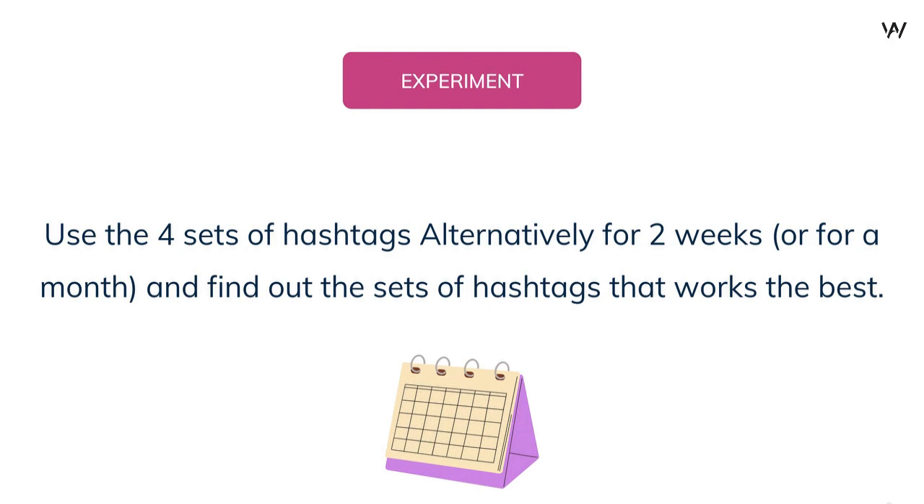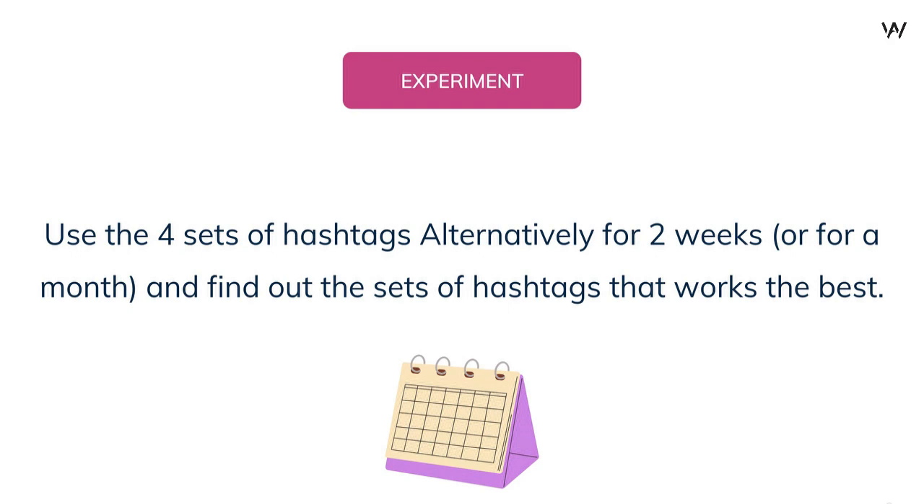Imagine that I posted hashtag set 1 on day 1, and hashtag set 2 on day 2, and on day 3 I'll be posting set number 3, and on day 4 set number 4, and on day 5 I'll be going back to set number 1. I'll keep on repeating this cycle for a month or say 2 weeks, and I'll be looking at the insights and trying to find out which sets of hashtags work the best, and I'll only use those sets of hashtags that give a huge number of reach.